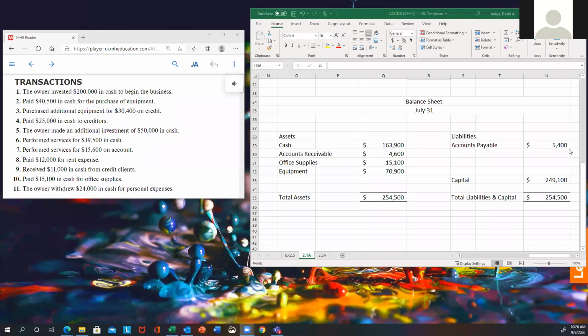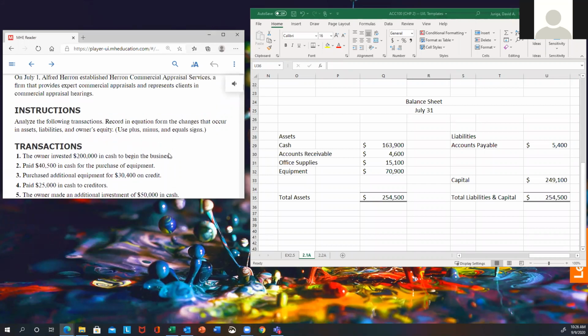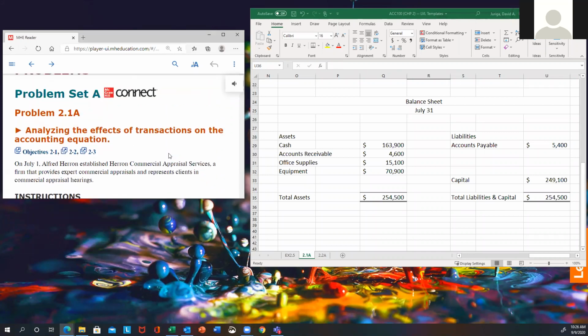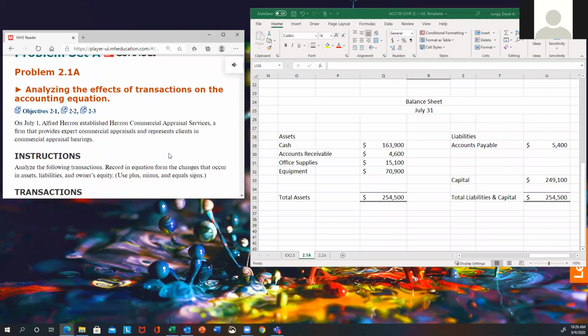All right. So again, this is problem 2.1a. Again, I took it one step farther. I took it to the financial statements just to show. I think it's good to tie that together. And I'll do that again on problem 2.2a as well.